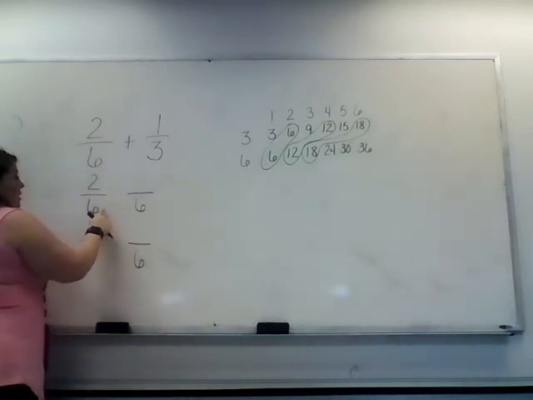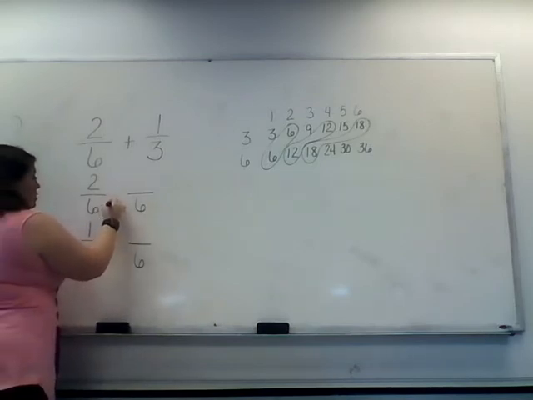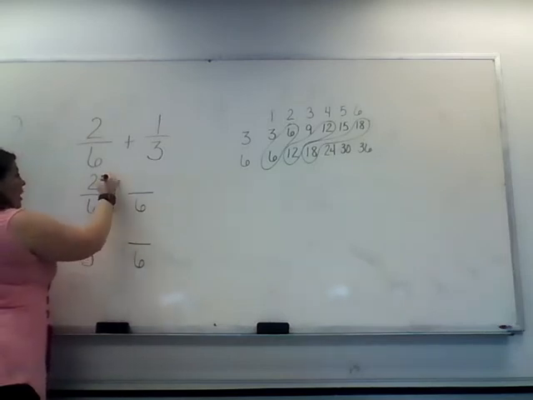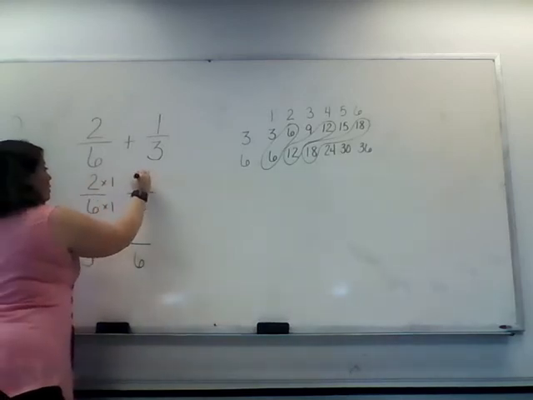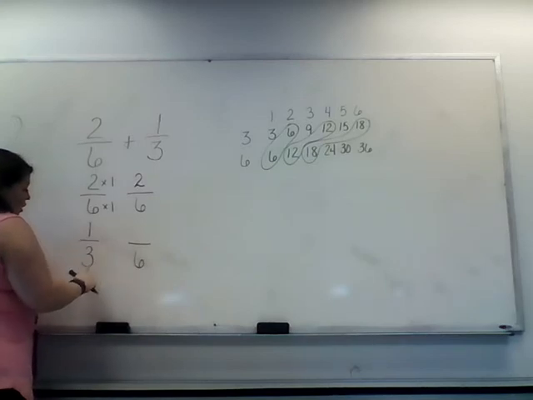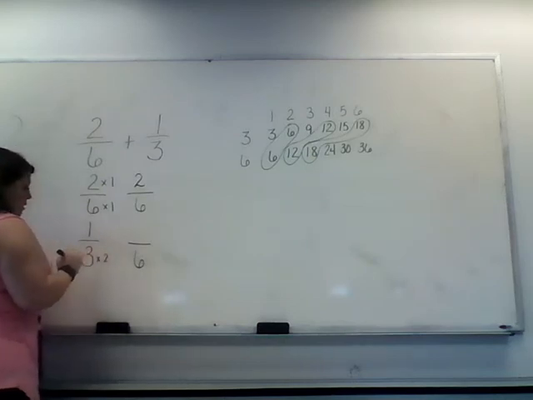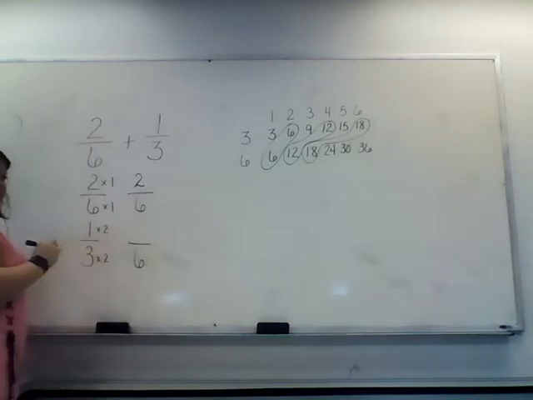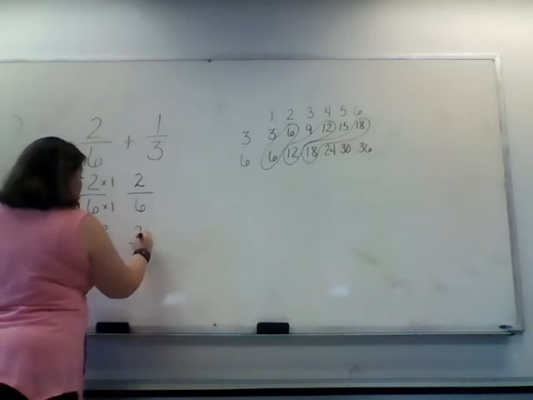So 6 times what gives me 6? 6 times 1 gives me 6. So if I multiply by 1 on the bottom, I have to multiply by 1 on the top. So 2 times 1 is 2. 3 times what gives me 6? 3 times 2 gives me 6. So if I have to multiply by 2 on the bottom, then that means I have to multiply by 2 on the top, and 1 times 2 is 2.